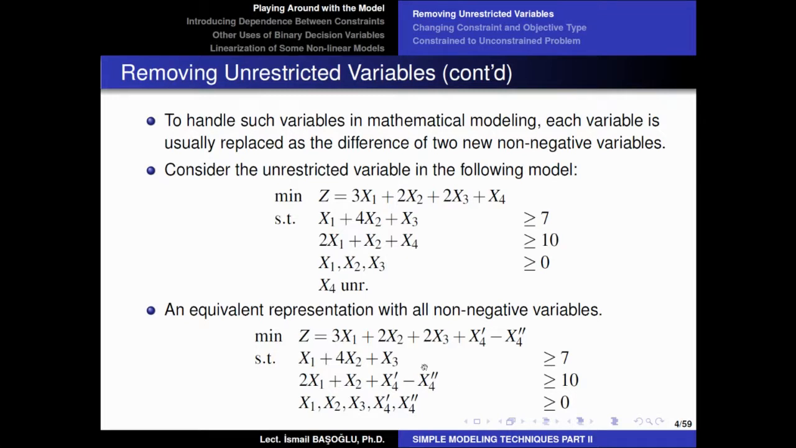Now, in the second model, you have a mathematical model with 5 decision variables, and again, 2 constraints, and all 5 decision variables should be non-negative.